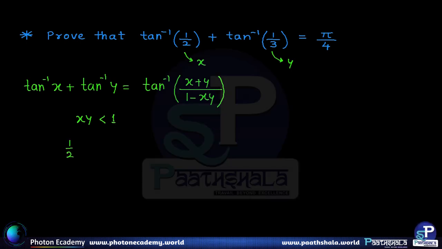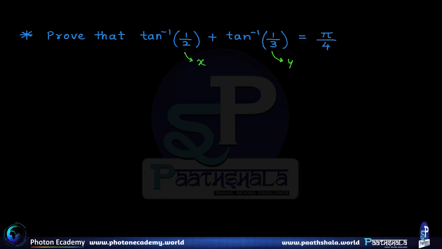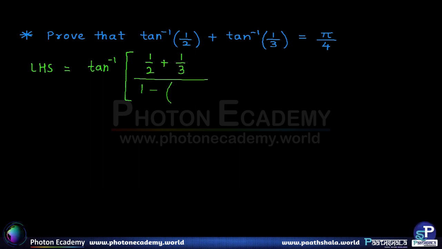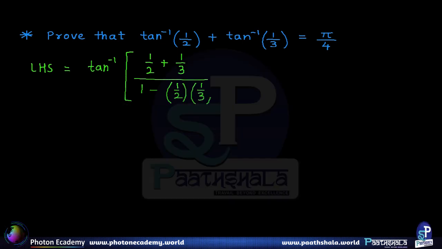So if you see 1 by 2 into 1 by 3, that is 1 by 6, which is clearly less than 1. So yes, we can use this particular property. Okay, so let us go ahead and use that property. So we say that LHS equals tan inverse of (x plus y) upon (1 minus x into y). Right? We use the same pattern, and instead of x and y we write 1 by 2 and 1 by 3, and we have to now simplify this.